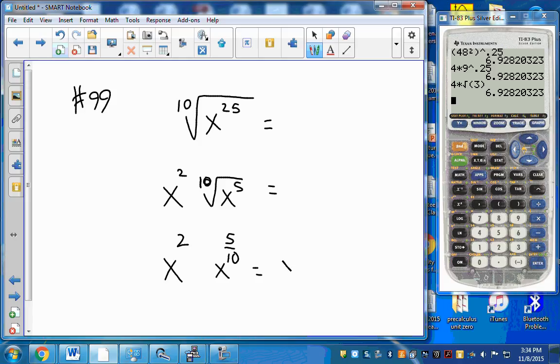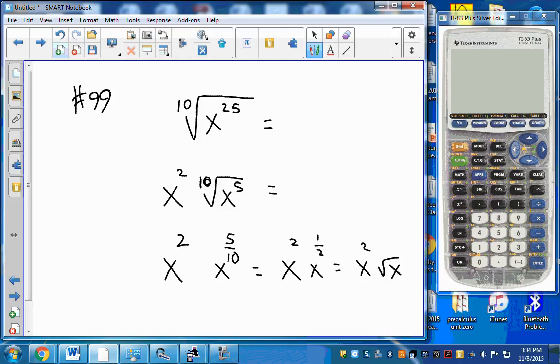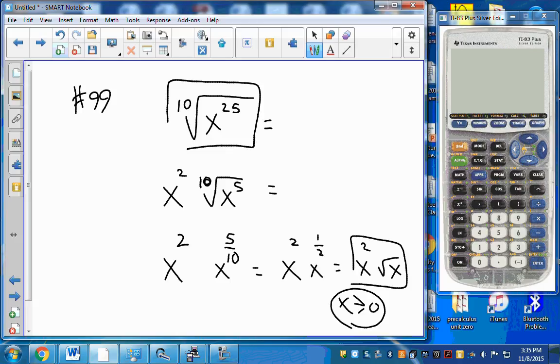So this is x squared times x to the 1/2, which I'm going to write as x squared square roots of x. Okay, so I'm assuming x is positive here. It does say that, yeah, and the problem says x is bigger than or equal to 0. So we're okay. This is our final answer. We've simplified this radical all the way down.